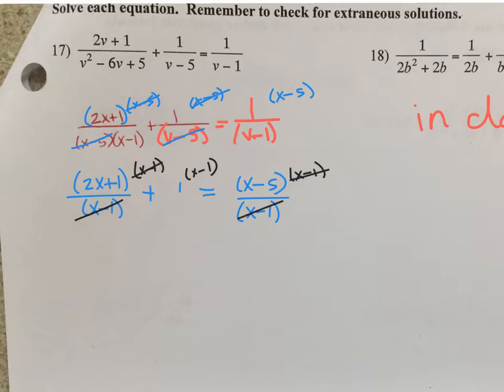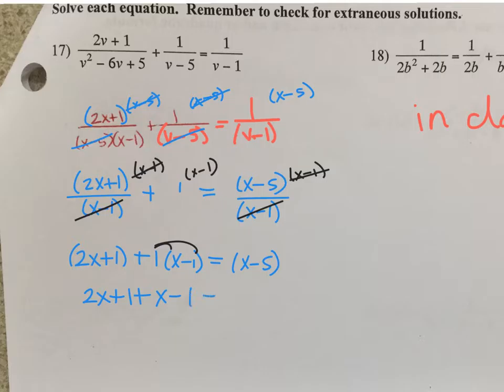Cancel, cancel, cancel, cancel. So now I have 2x plus 1 plus 1 times x minus 1 equals x minus 5. Now you're just ready to distribute. So I guess I will do this with you. I'm going to distribute here. 2x plus 1 plus x minus 1 equals x minus 5. Combine like terms. 3x plus 1 minus 1 cancel each other out, equals x minus 5 minus x.